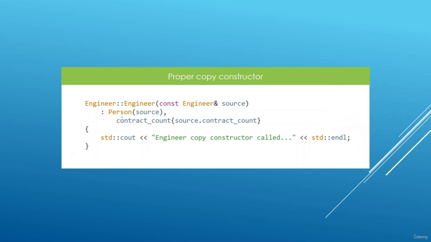So again, the syntax is what you see here. We say person, we pass in our source object, and then we can initialize the member variable that belong to the engineer part of us. We will be initializing contract count, and this is going to work. Now that you know this, we're going to head over to Visual Studio Code and play with this a little more.